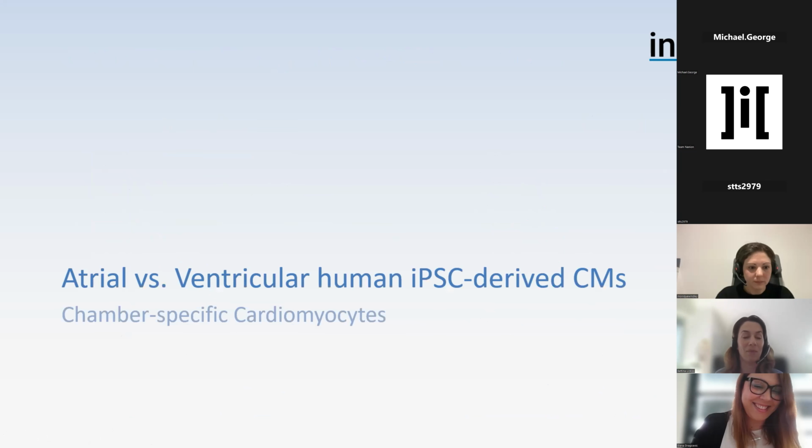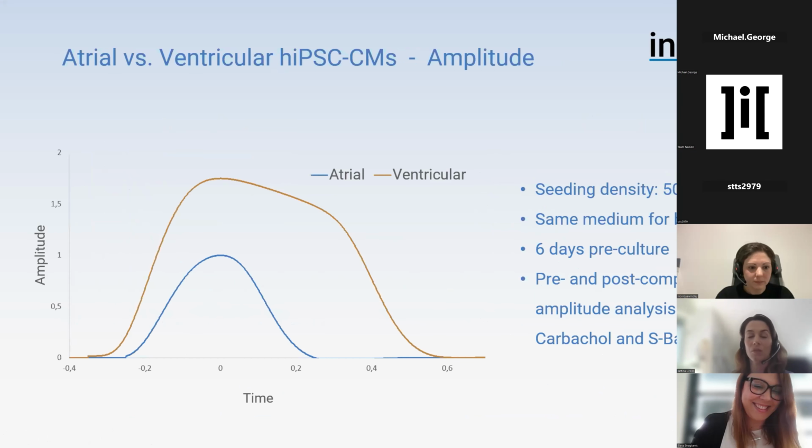Next, as I mentioned, we looked at the chamber-specific cardiomyocytes. This is from a different commercial vendor. We treated them completely the same way. We added 50K per well for both cell types, had the same medium, did a pre-culture step of roughly 6 days, which is our usual pre-culture step, and then did, similar to the project before, a pre and post compound analysis. In this case, we used carbachol and SBA.